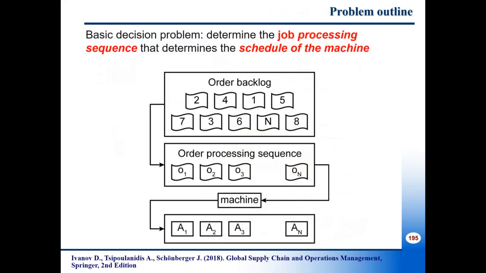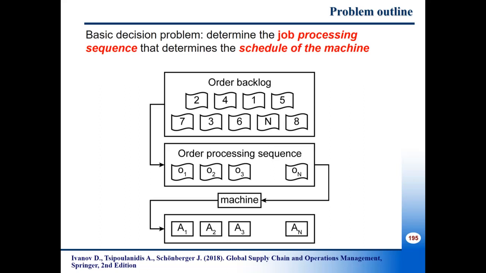In machine scheduling, the basic problem is to determine the job processing sequence that determines the schedule of the machine. In the figure in our current slide, there is a machine that is able to process one manufacturing task at a time. A manufacturing task is part of a customer order. All received orders are collected in the order job backlog. At a specific time, all jobs are prepared for fulfillment.